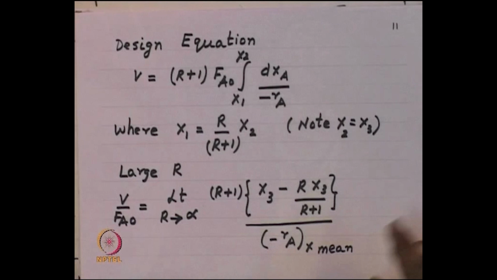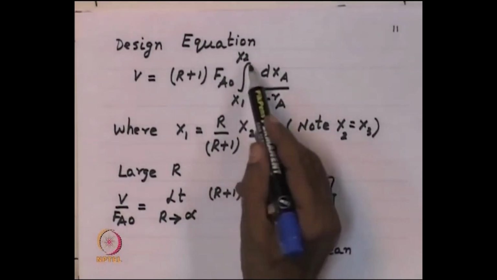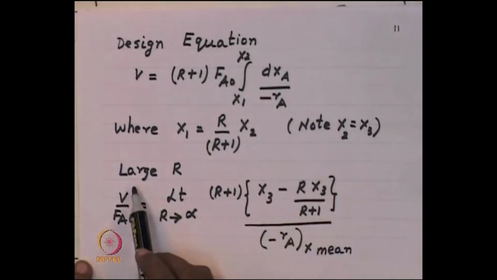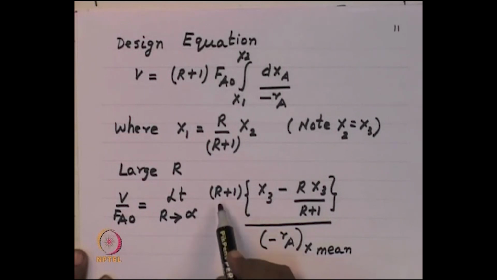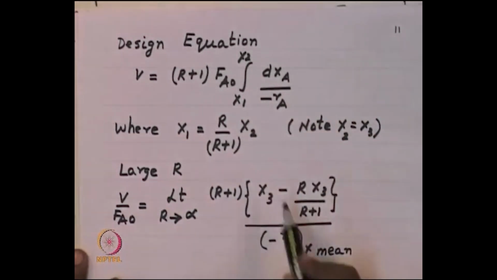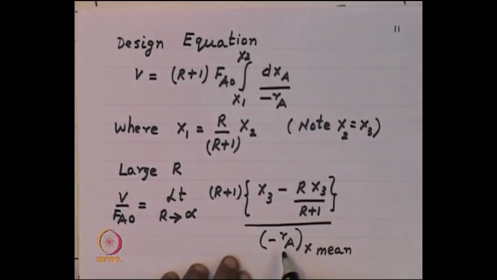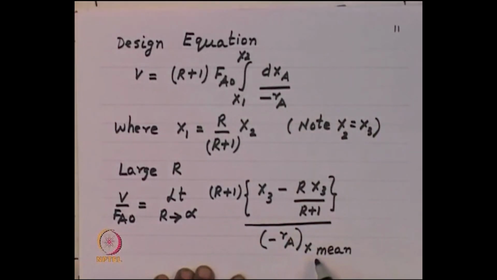So, let us look at this in some detail. Our design equation is R plus 1 F A 0 going from 1 to 2, where the value of x 1 is R by R plus 1 x 2 and x 2 equal to x 3 as per our definition. Now, let us ask what happens to this when the value of R is large. What is the value of this integral? What I have done, limit as R tends to infinity, I have just tried to find the value of this integral. When R is very large, I have just said dx A is simply x 3 minus R x 3 by R plus 1. So, in this integral, I evaluated the denominator, minus R A, at the mean value of x. What is the mean we have to take? Between x 1 plus x 2 divided by 2, correct. So, this x mean refers to x 1 plus x 2 divided by 2 when R tends to infinity.